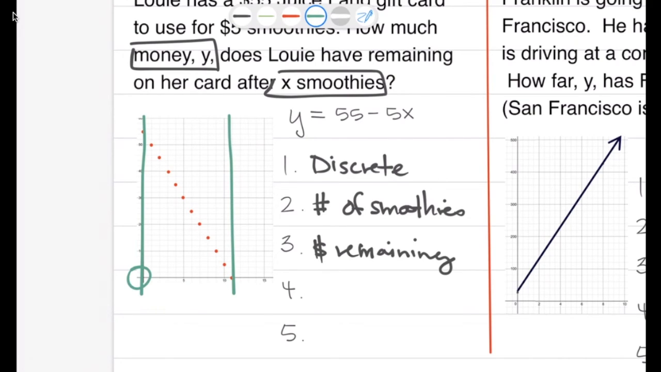So let's think about those numbers. The smallest number is 0, the largest number is 11. Now remember, because we're dealing with a discrete function, we can't do an inequality. We have to list off numbers.